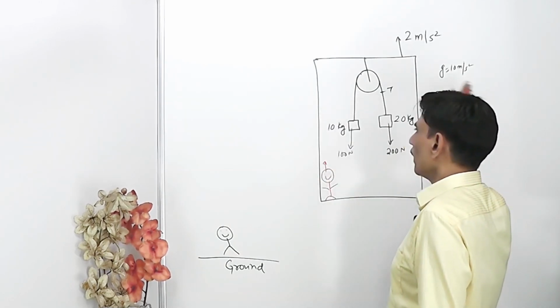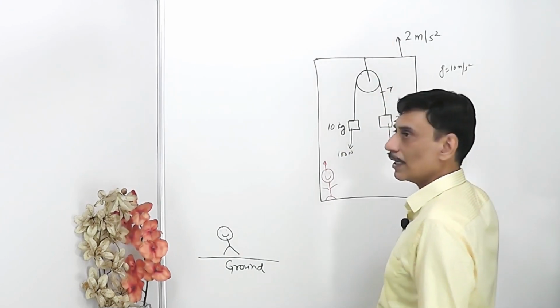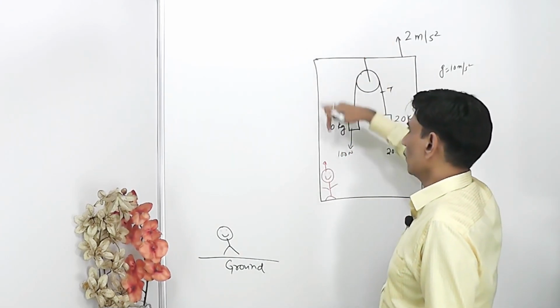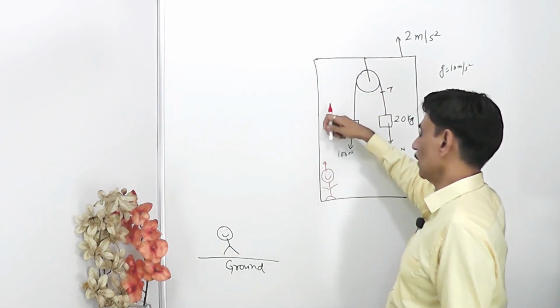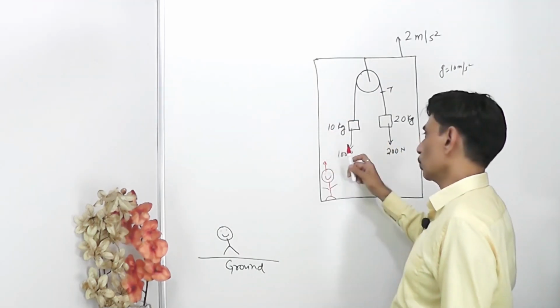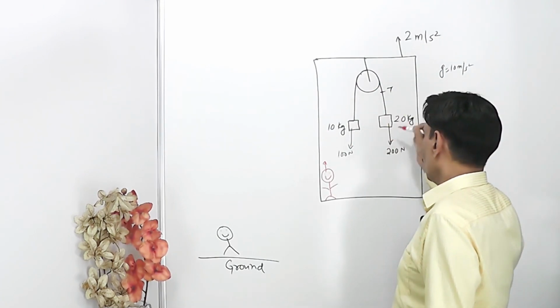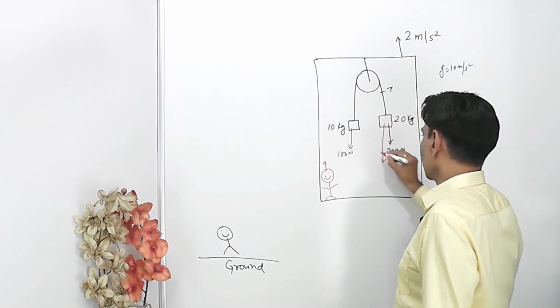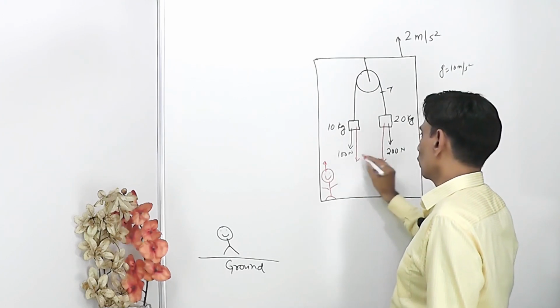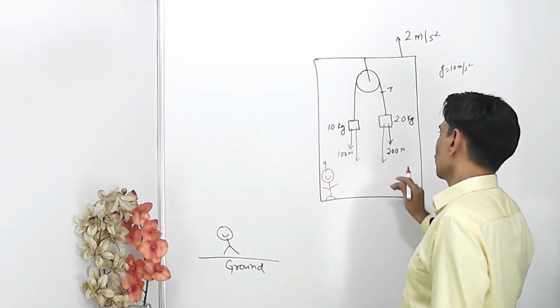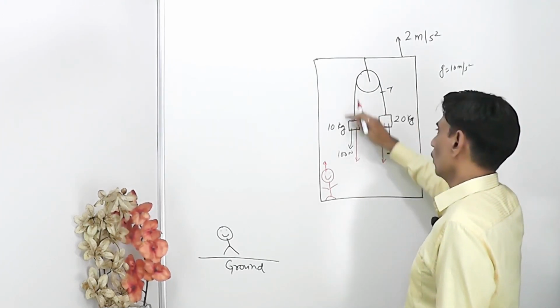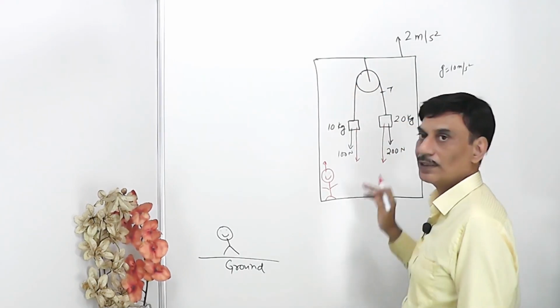These blocks may be going anywhere, they may be going this way, that way, any direction, but the pseudo force will always be applied in this direction because he is accelerating in this direction. So the pseudo forces which will be applied to the blocks will be in the opposite direction. Onto this in this direction, onto this in this direction, both vertical downwards. Please do not confuse it, that this block will be going down, this block will be going up, so accordingly you change the direction of pseudo force.